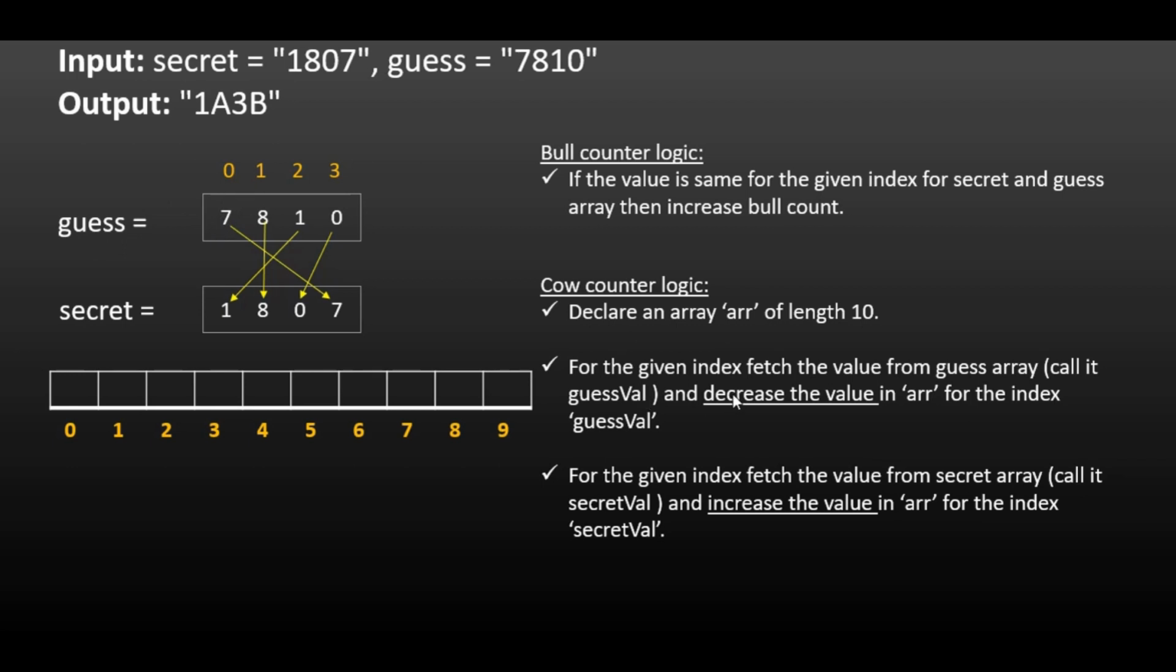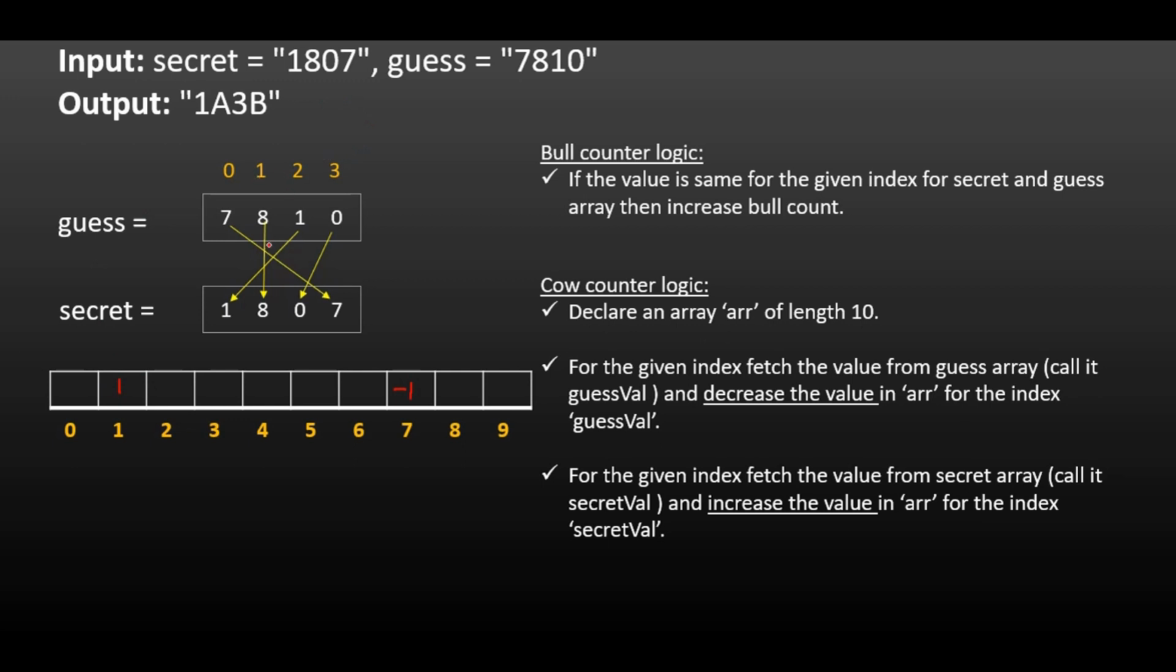So in guess I am decrementing the value, right. So I will go to the 7th index and I will decrement the value. Initially it is 0, so when I decrement it, my value for 7 will be -1. Okay. And for the same 0th index, the secret array is having value 1. So I will go in the auxiliary array to index 1, and for secret I am incrementing the value. So this will be 1. Okay. Initially it is 0, so 0 plus 1 is 1.